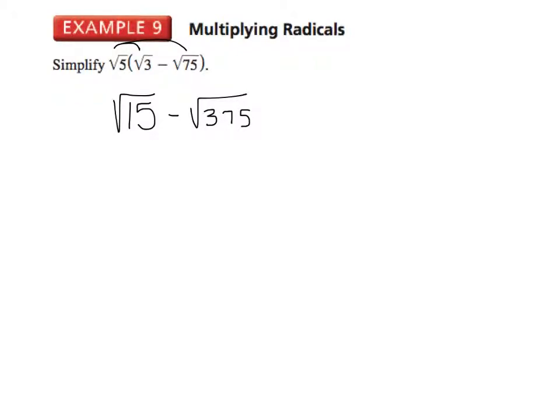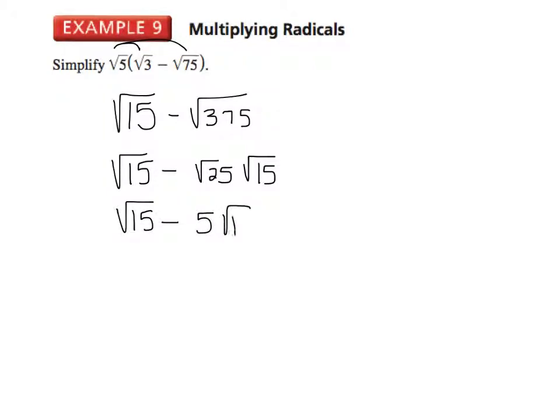All right, so now, root 15. This is where you have to think of, do any perfect squares go into 15? No. Do any perfect squares go into 375? Well, yeah. Root 25 times root, let's see, 25 goes 15 times. So now we simplify root 15 minus 5 root 15.